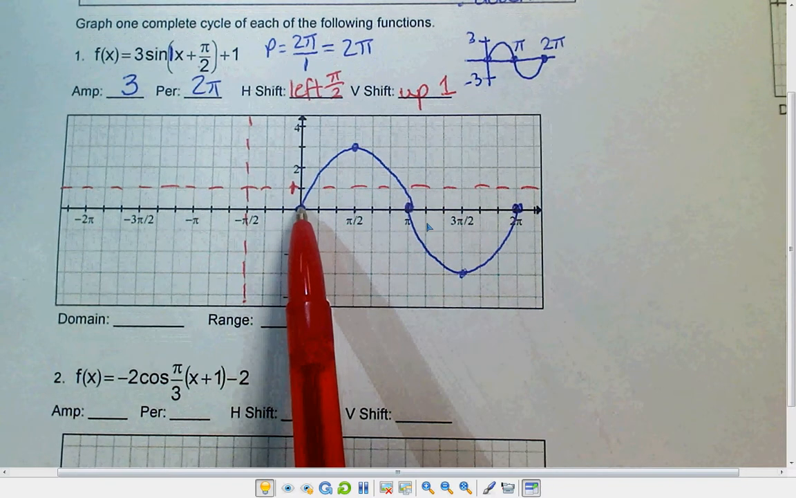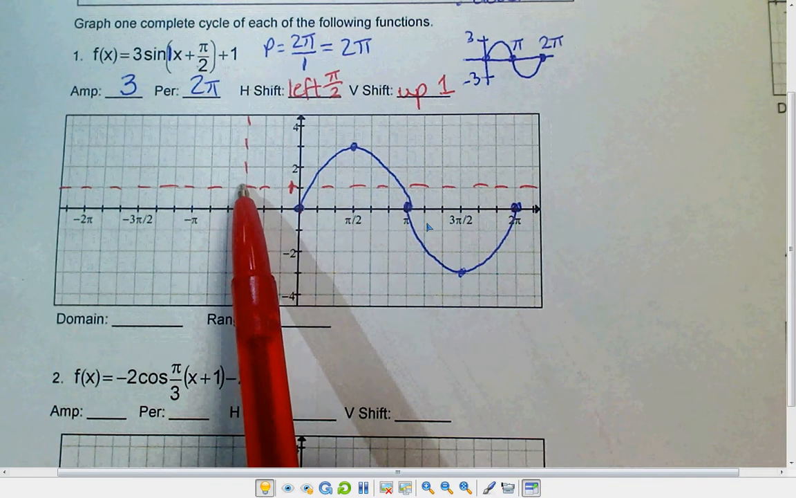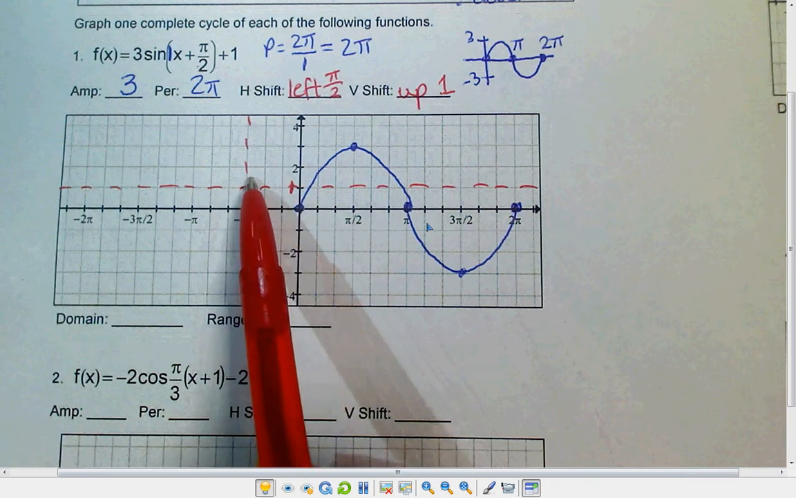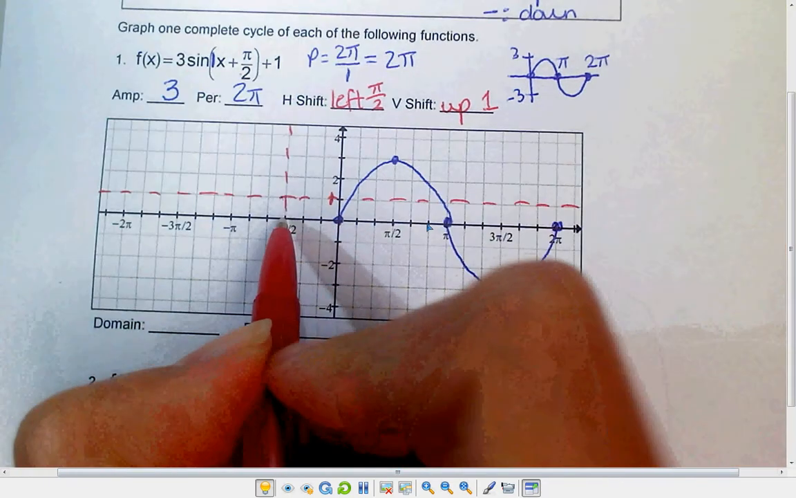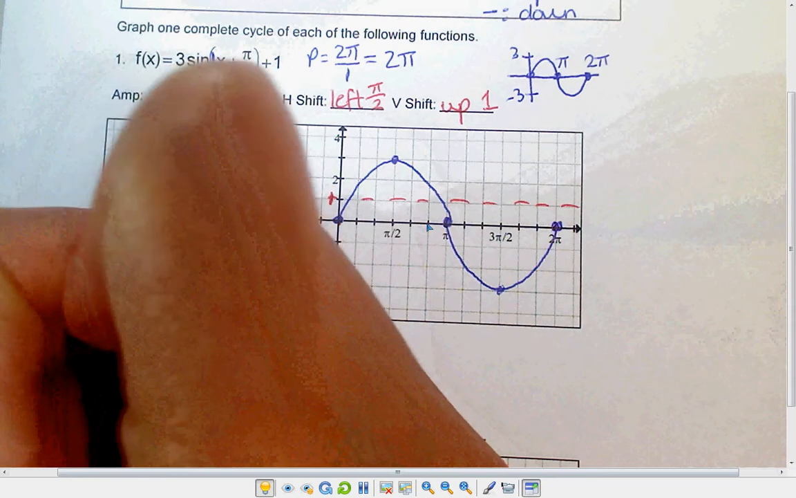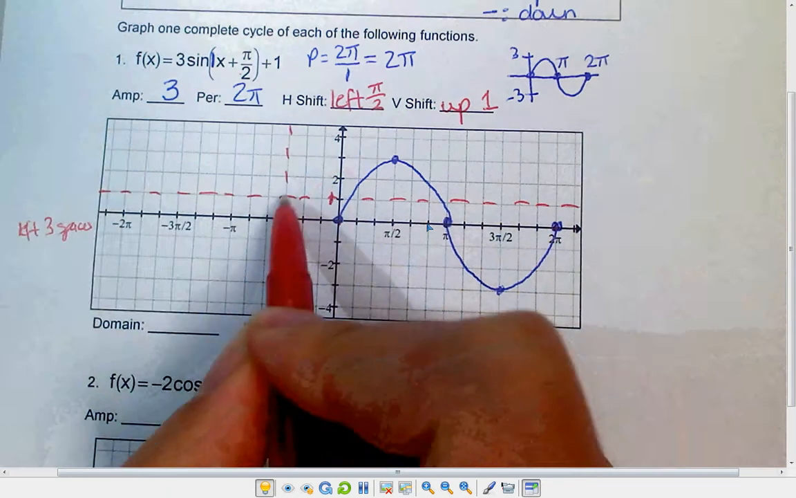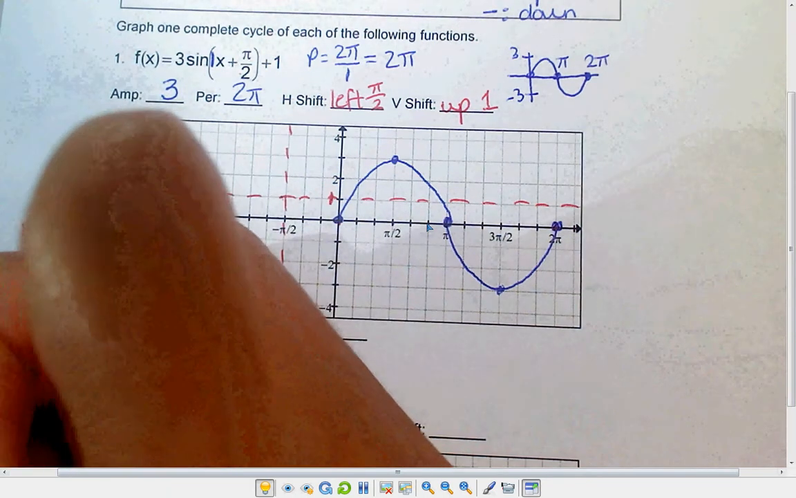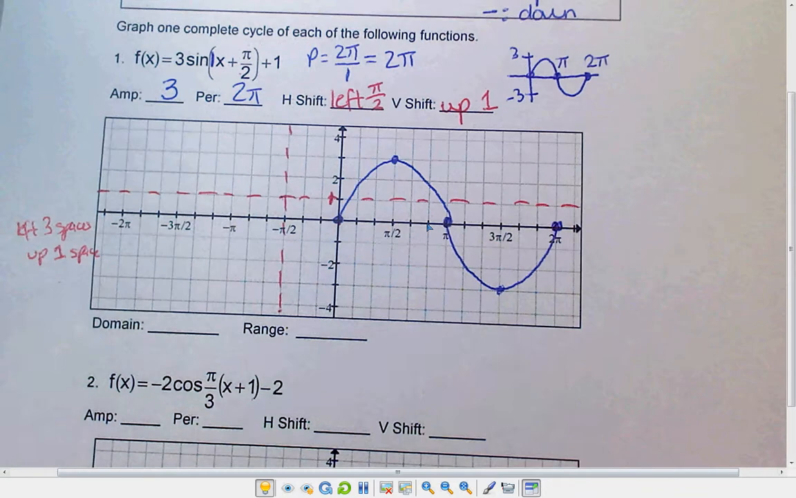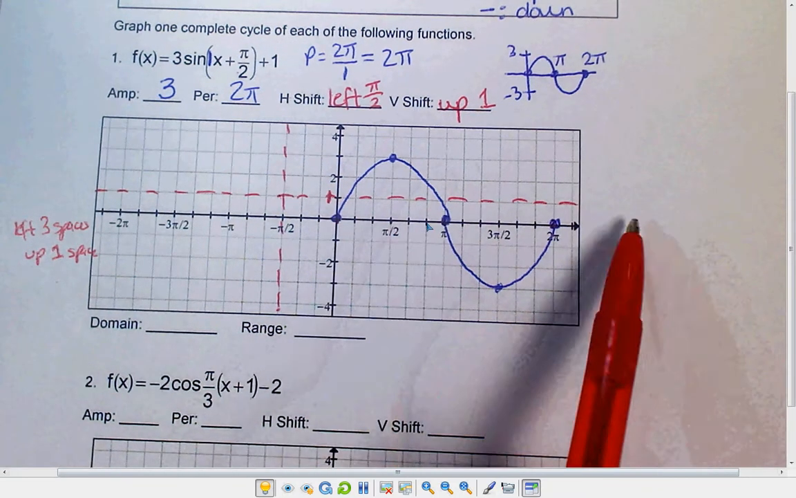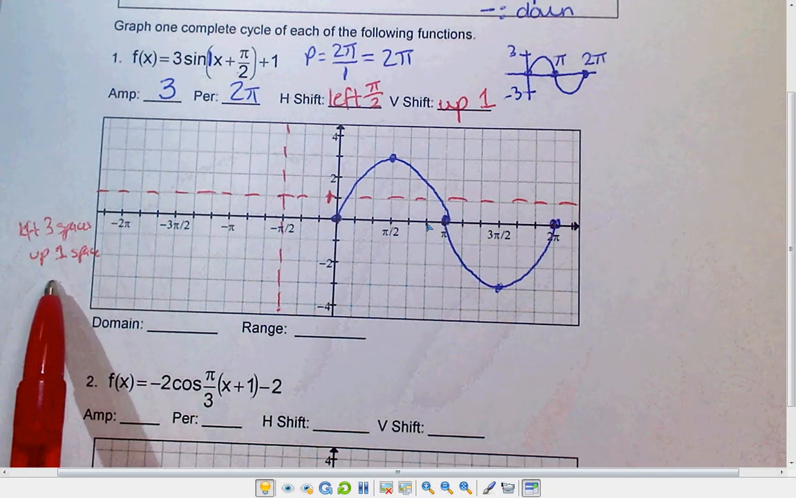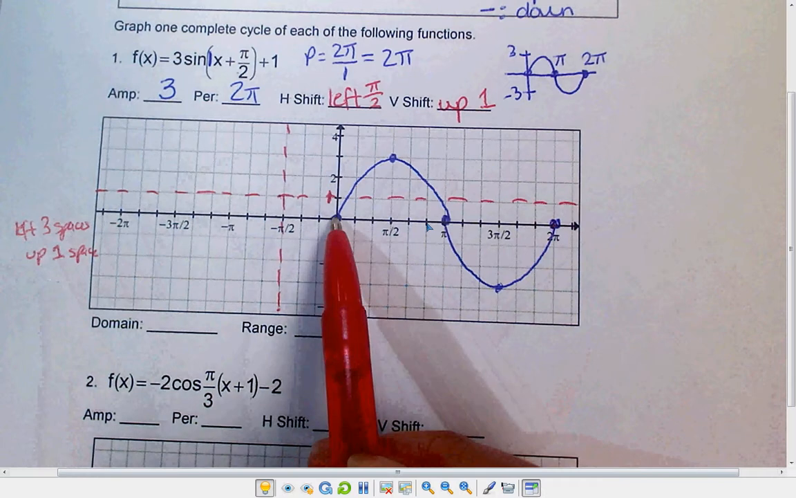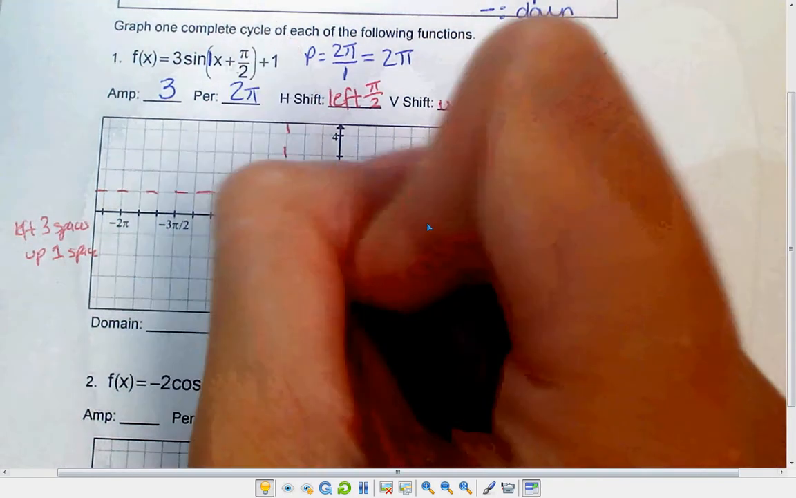This was my original origin. This is my new origin. Right? So to get from my original origin to my new origin, what I did is move left 3 spaces and then up 1 space. So really what I'm doing is taking each of these points and moving it left 3 spaces and up 1 space. So let's start with our very first one here. Left 3, up 1. Makes sense.